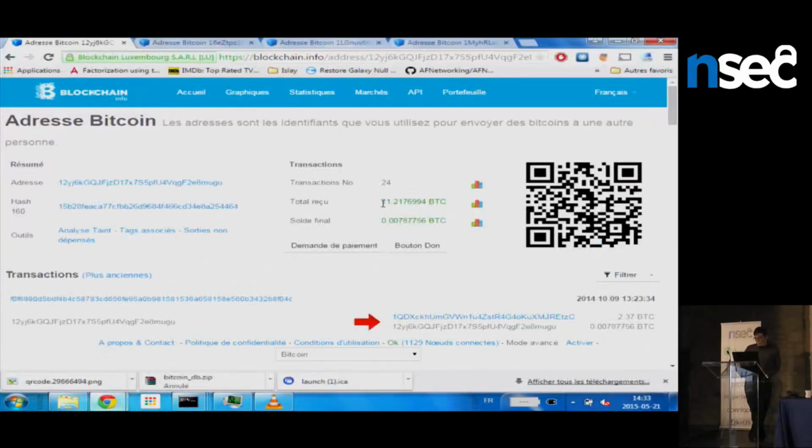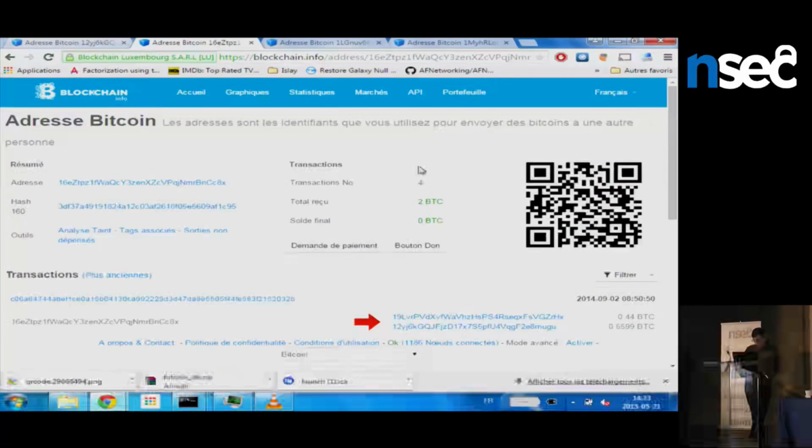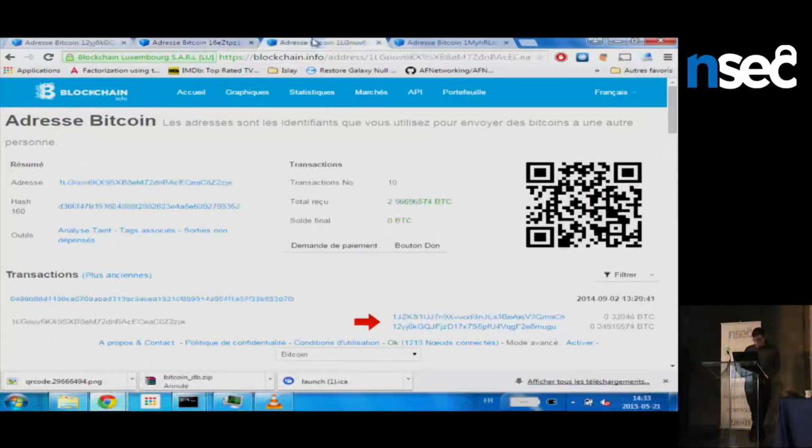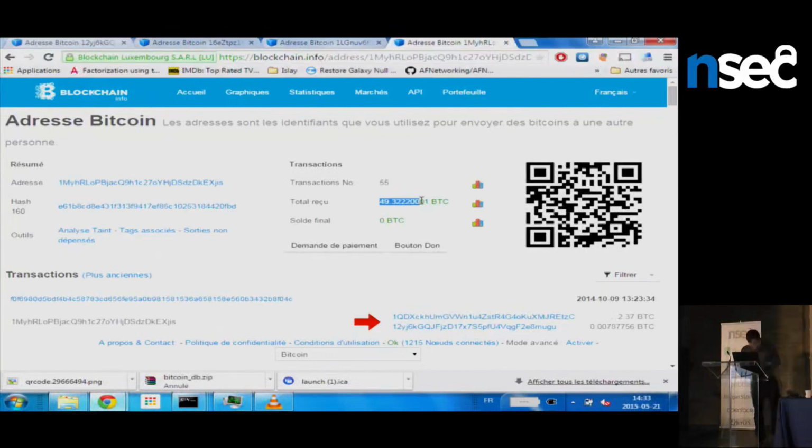Oh, this one received 11 Bitcoin. Oh, this one 2 Bitcoin. This one 2.5. And this one 49, so 60. So at a certain point, these addresses of the crypto locker received approximately 70 Bitcoin. And at the time they did it, it was worth approximately $600 US per Bitcoin. So approximately they received $250,000 with this campaign, at least.